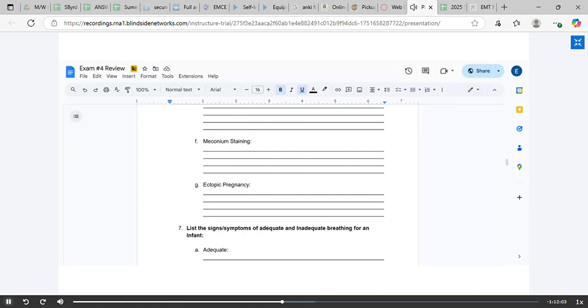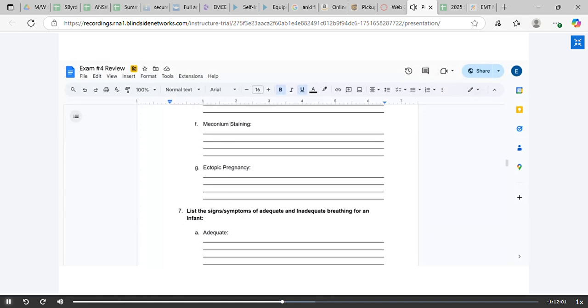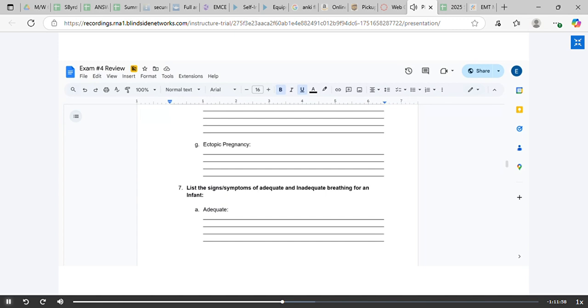So that's meconium staining. Now, ectopic pregnancy, which I know we've discussed in class, and some of you guys have done some scenarios, but I know we've discussed it at least in a case study. But an ectopic pregnancy, this is where the fertilized egg has implanted itself somewhere other than the uterus, right? An ectopic pregnancy is a life-threatening thing, and that embryo is now starting to develop outside of the uterus.